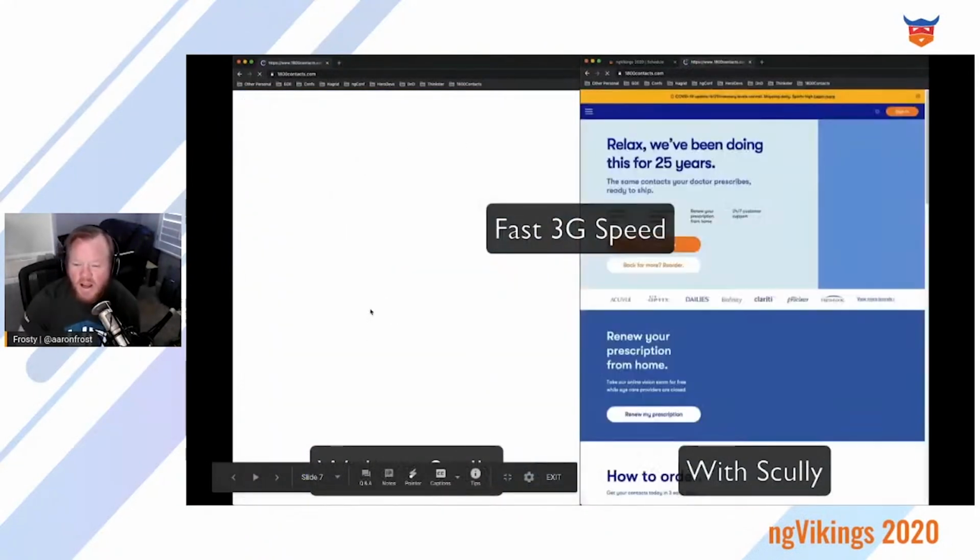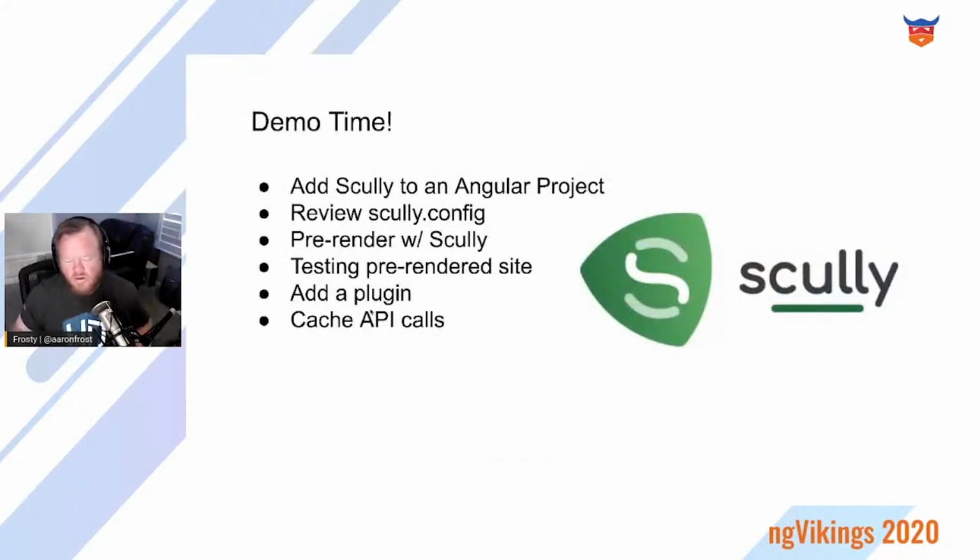So I kind of want to go in and we're going to do a demo. We're going to add Scully to an existing Angular project. And I'm going to say, hey, here's how you add it. And we're going to go through the config file. Then we'll pre-render an app with it. And then we'll poke around and look at it. And then we'll add a plugin and we'll cache some API calls. So we've got about 15 minutes to do all that, so I'm just going to head over there.